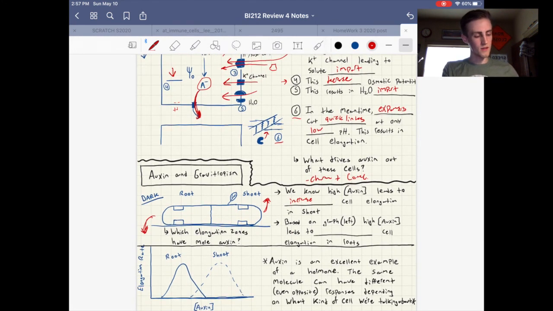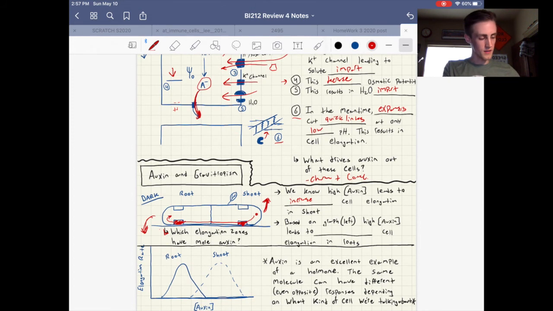And so, looking at the question down here that says which elongation zones have more auxin, well, we know auxin always starts in the shoot, and if the plant is bending this way, if the shoot is bending this way, we know that auxin must have been sent down here. We know auxin doesn't crisscross when it goes down, so it'll go straight down this side and come back up. So these two zones down here will have the highest concentration of auxin.